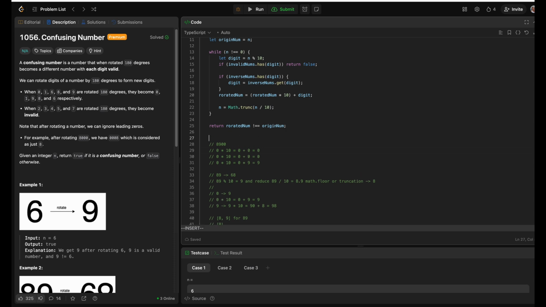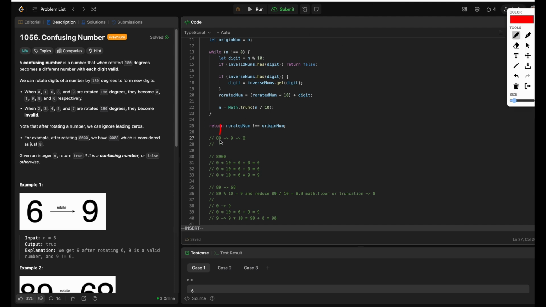For example, let's write it down here under my code. We have some number, for example 89, like in the second example in this LeetCode task. So how can we remove the rightmost digit? First it will be 9 and then it will be 8. We remove 9 and then remove 8, in this order from the right side to the left side.